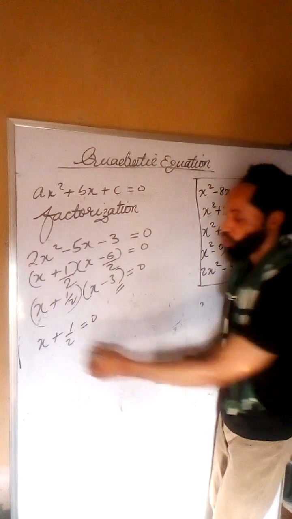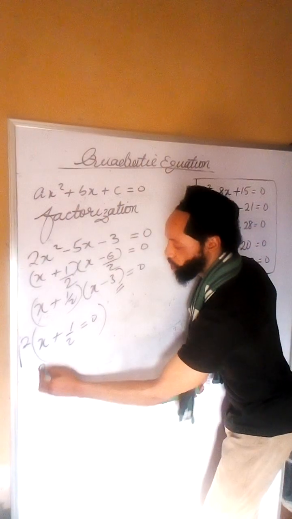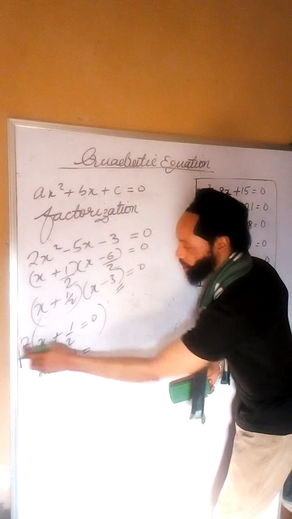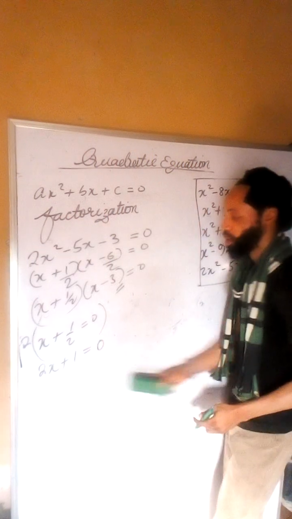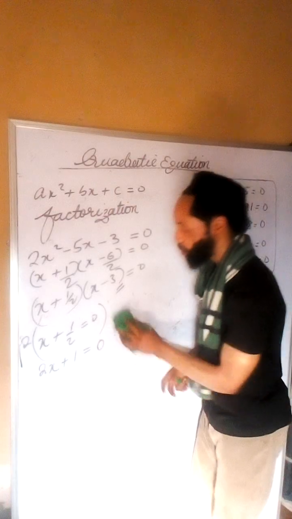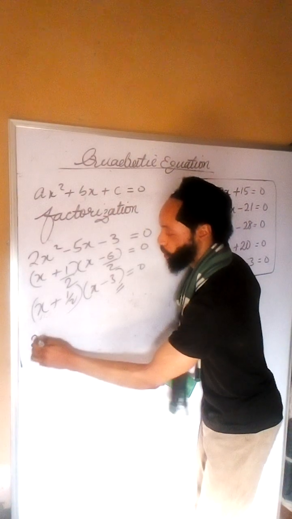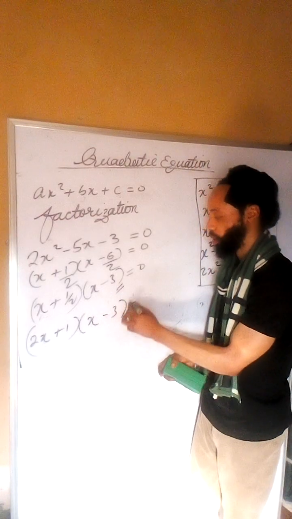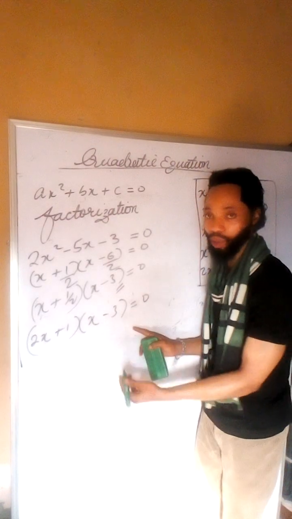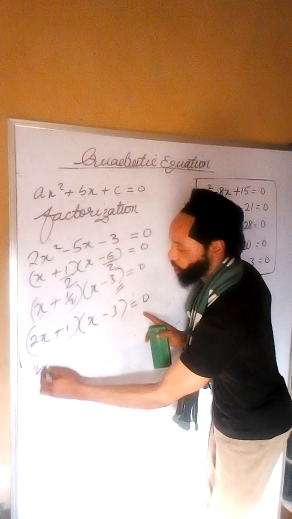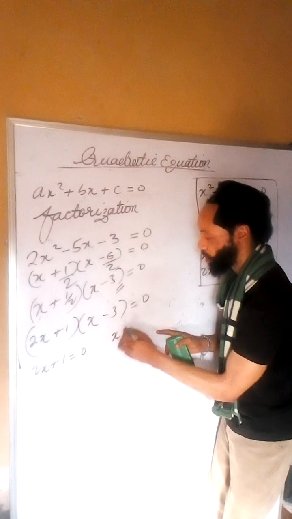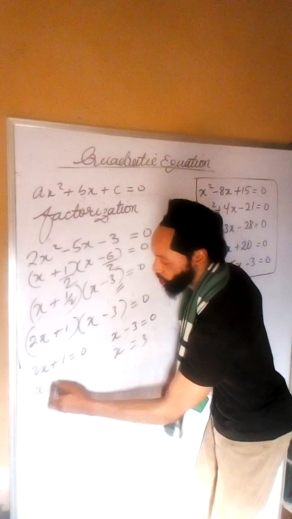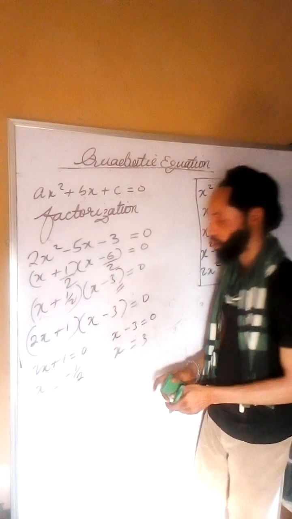If you multiply through by 2, 2 times x is 2x, 2 times 1 over 2, the 2 cancels out, you have 1. And 2 times 0 is 0. So you have 2x plus 1 equals 0. You can rewrite the factors as 2x plus 1 and x minus 3 equals 0. Now we set each one equal to 0: 2x plus 1 equals 0, x minus 3 equals 0. So x will be equal to 3 and x will equal negative 1 over 2 in this case.